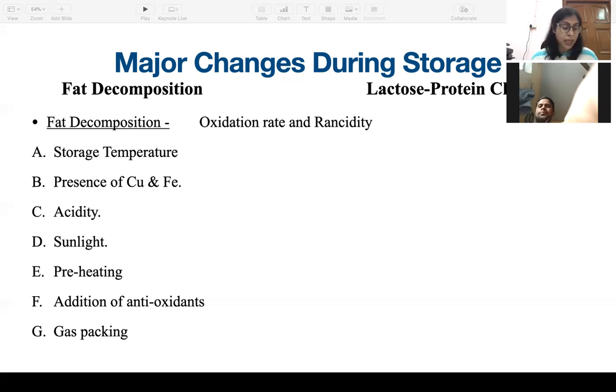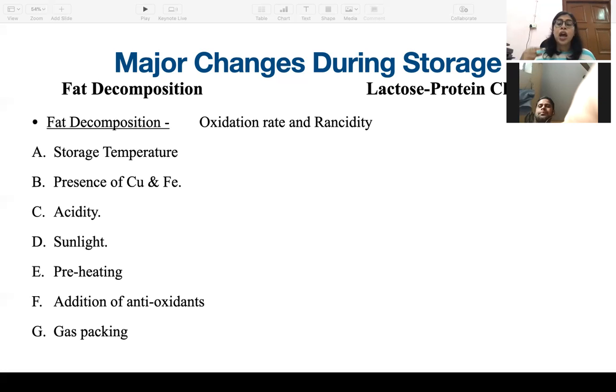Then comes the presence of copper and iron. Since copper and iron increase the rate of oxidation, in order to avoid development of oxidized flavor, we have to limit the level of copper to 1.5 ppm and the level of iron to 10 ppm, parts per million. Is this clear? Then is acidity. Higher the acidity, higher the rate of oxidation. Is this clear?